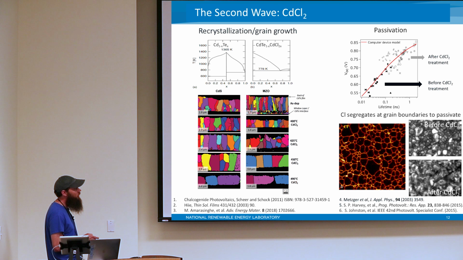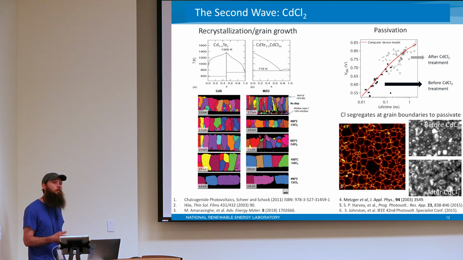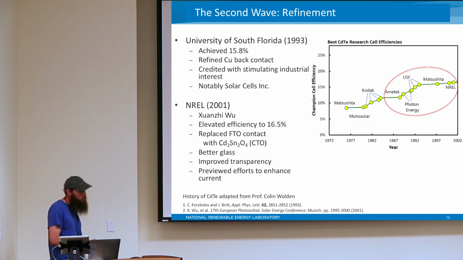So this is a compositional image, and this is a photoluminescence image. I don't know how well you can make it out, but there are dark lines in between the grain boundaries on this one, whereas this is after cadmium chloride, and they kind of get washed out. So you can see that the grain boundaries are not recombining as much.